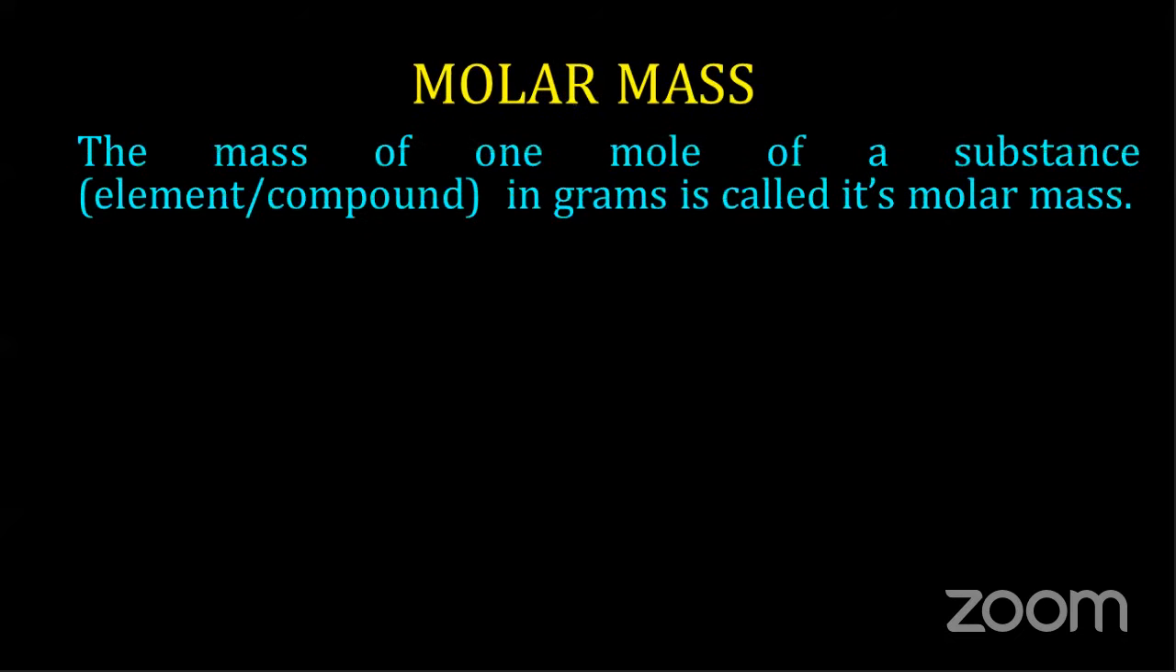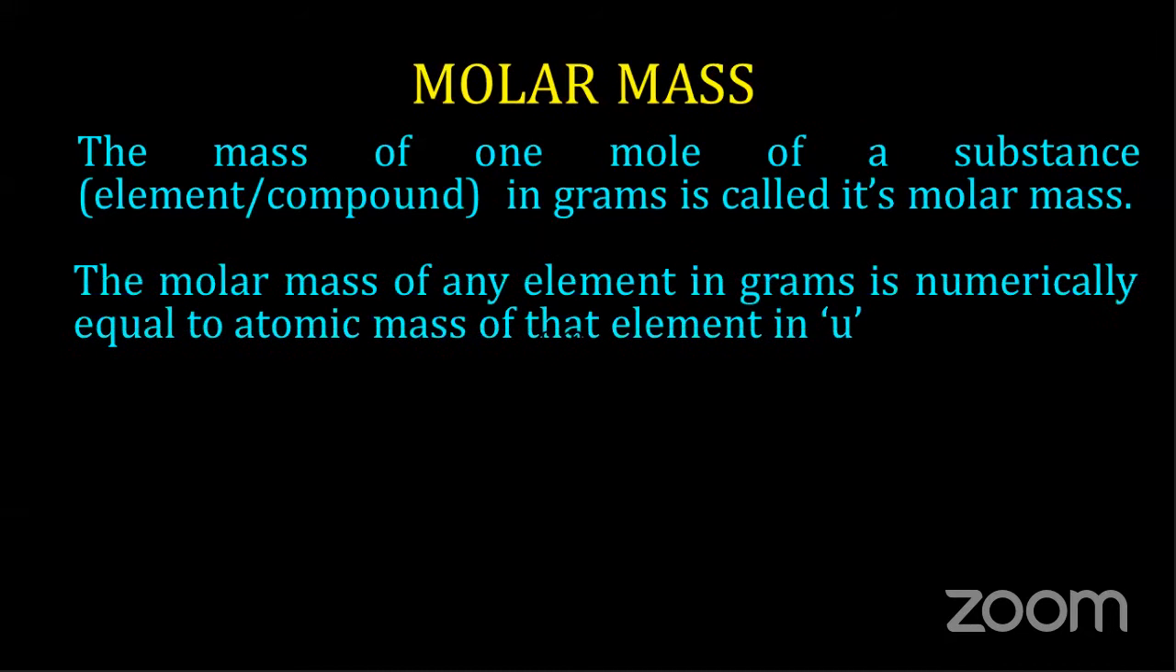Now, my dear students, look here. 1 or 2 minutes back, I discussed atomic mass. Now let us talk about molar mass. Mass of 1 mole of a substance, that substance can be an element or a compound, in gram is called molar mass. Go through the definition, go through the meaning. Molar mass of any element you can express in terms of gram and it is numerically equal to the atomic mass of that element. My dear student, earlier we used to express atomic mass in terms of atomic mass unit.